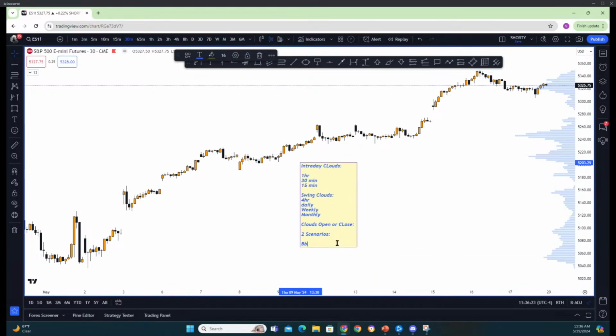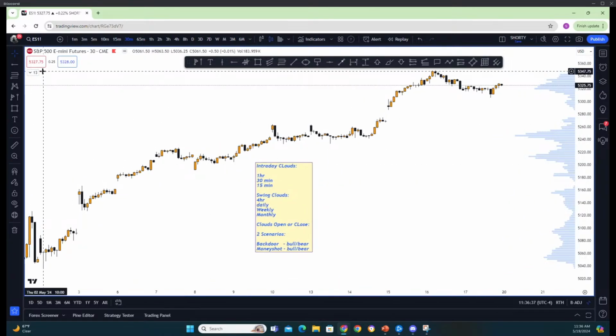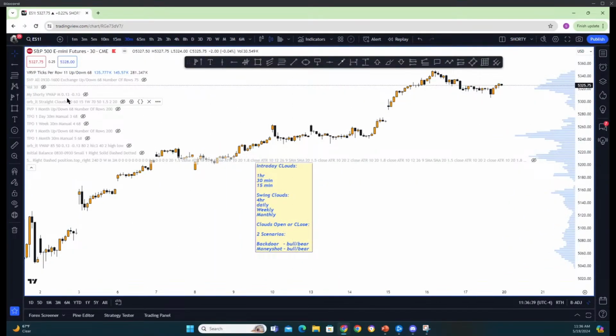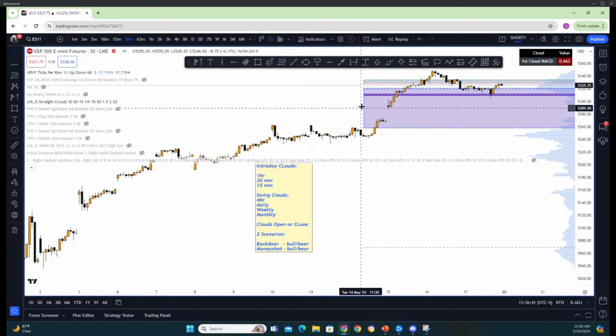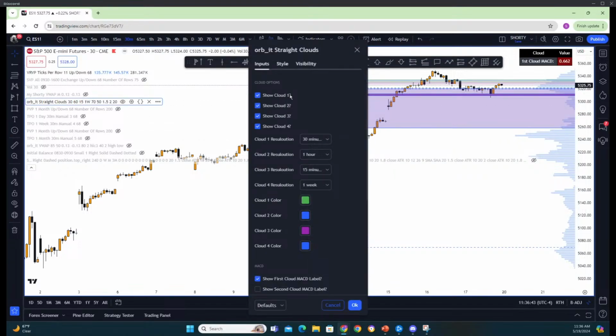There's backdoor and money shot, and both have a bullish setup and a bearish setup, right? Under indicators, you guys have the option to have the straight clouds, which is these right here. So if you're scalping intraday, here's mine: 30-minute, 1 hour, and 15 minutes.